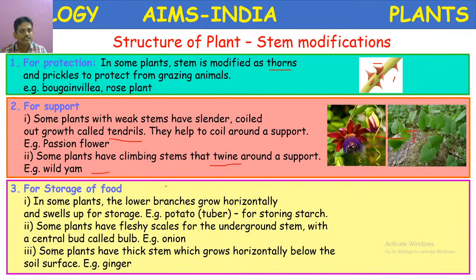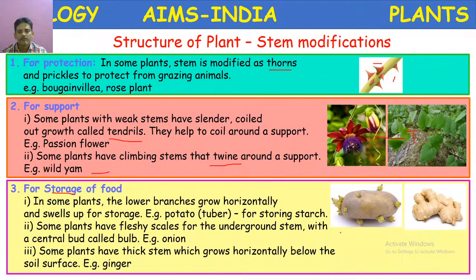Next, for storage. For storage, some stems undergo modification, and in some plants the lower branches grow horizontally and swell up for storage. The extra food material will be stored in the form of a tuber. That is called tubers, a stem modification.